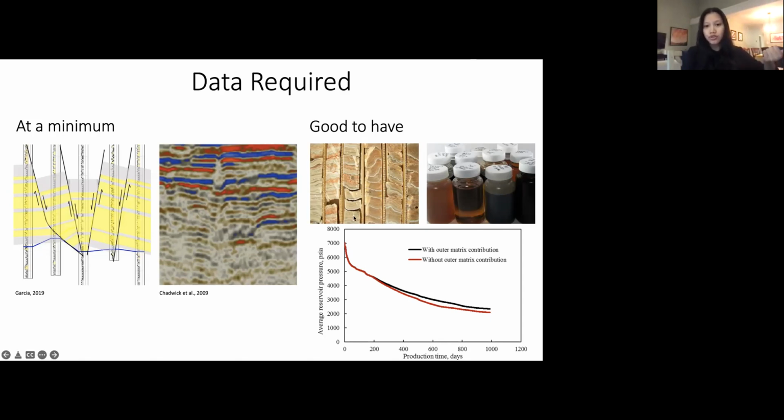It's also good to have core data, of course, to conduct core flooding experiments, so that you can acquire the permeability data directly for that area, even though you can also use some formulas to calculate the permeability if you calculate the porosity from the well data.